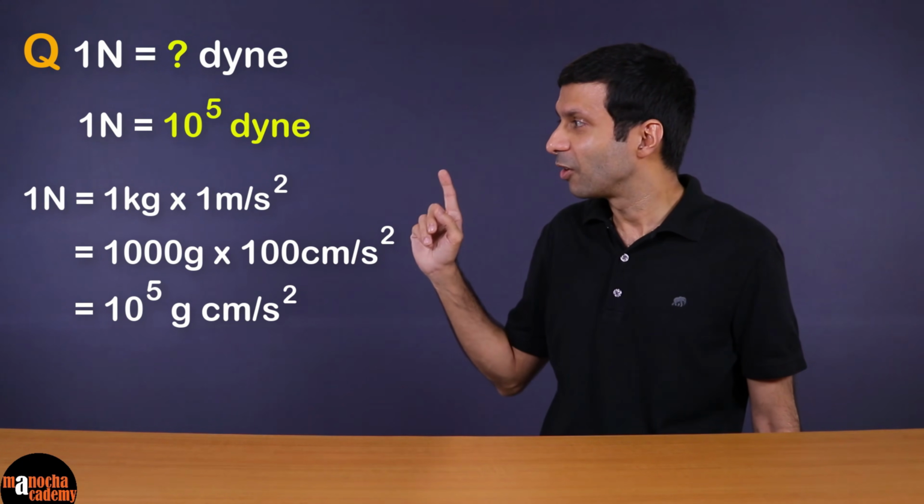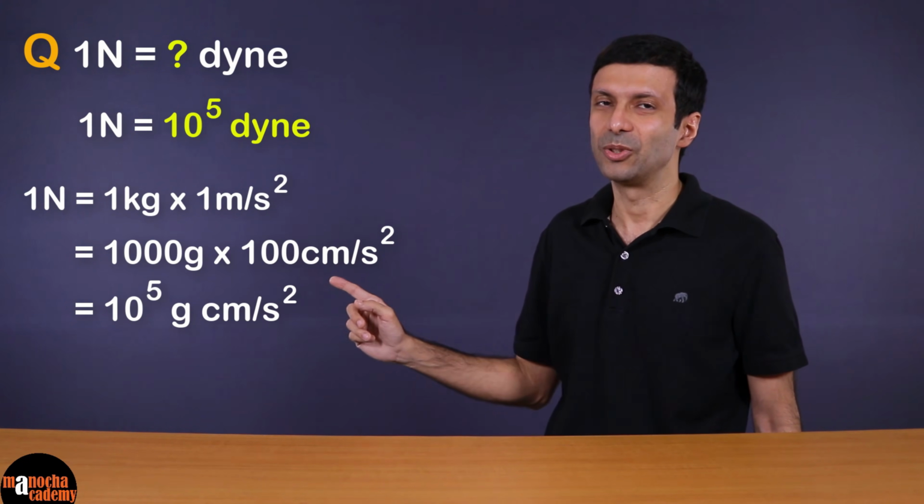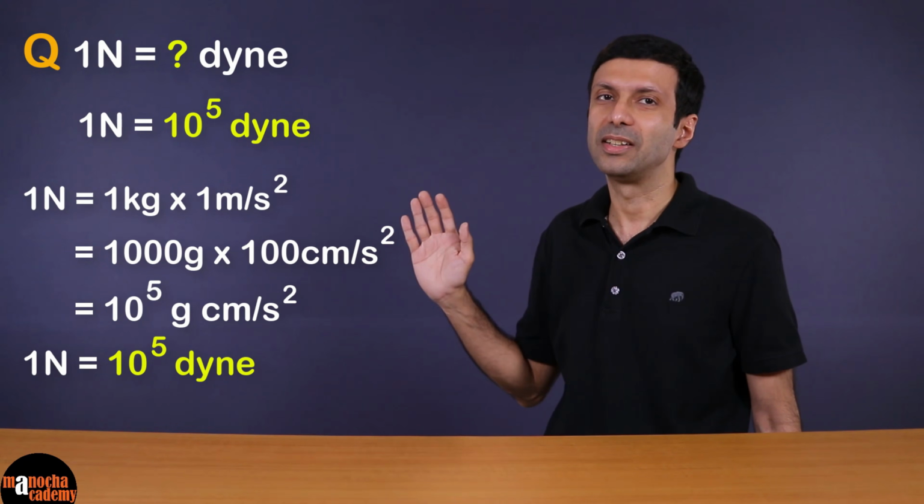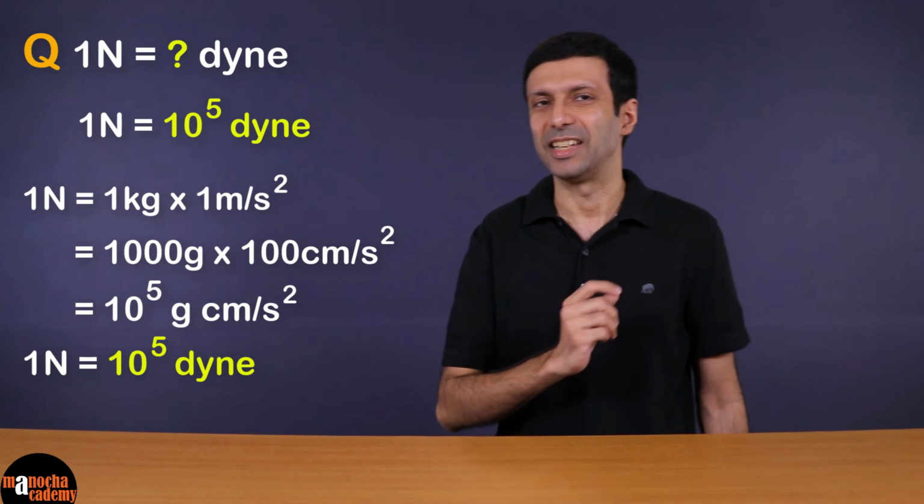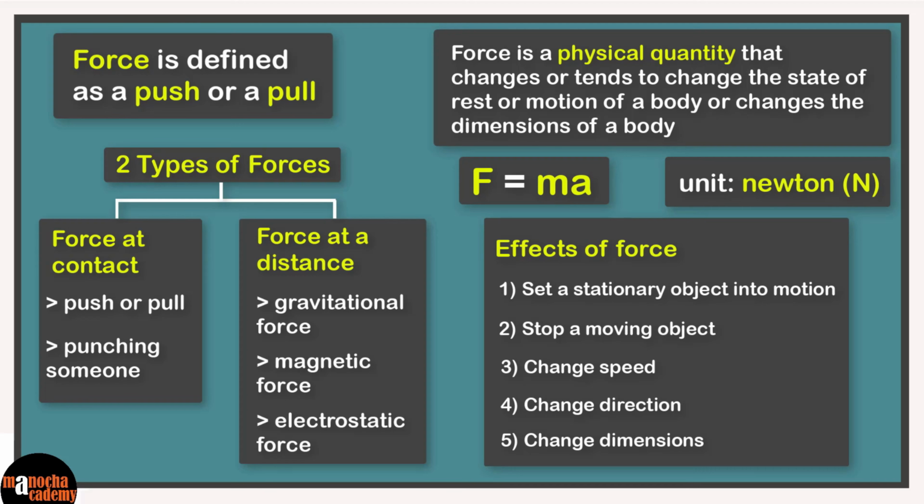10 to the power 5 grams centimeter per second square. So that's basically 10 to the power 5 dyne, 100,000 dyne. Let's place F equal to ma and the unit of force on our concept board. I hope the concept of force is crystal clear to you now.